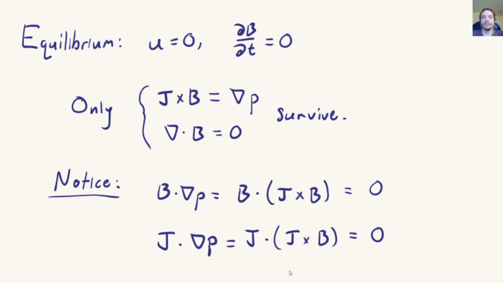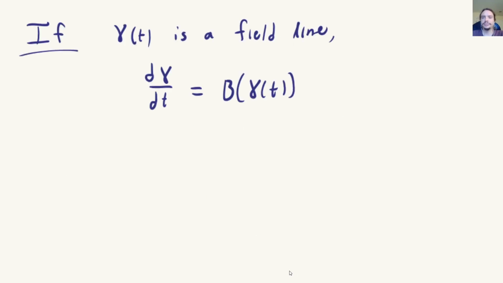This is useful because we can now study magnetic field lines. A magnetic field line is a curve that follows the magnetic field. So at each point, its tangent vector is just going to be the same as the value of the vector field at that point. This is a differential equation that tells you how to get the magnetic field lines from the magnetic field vector field itself.